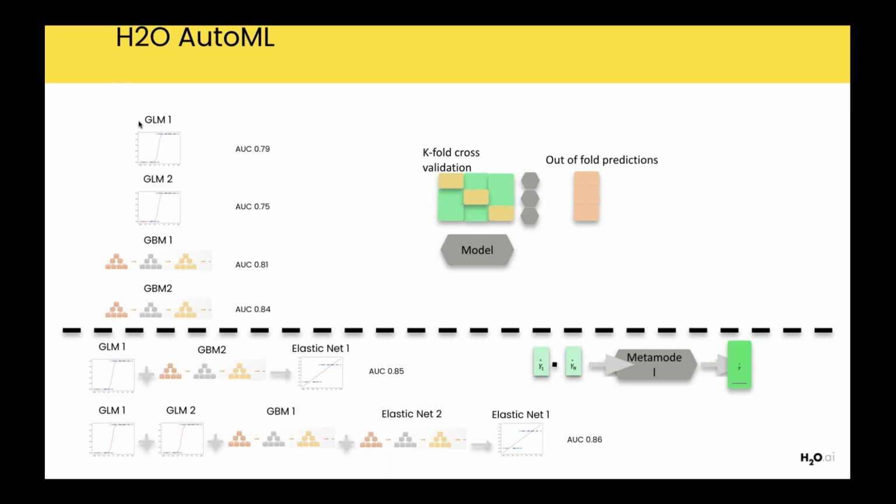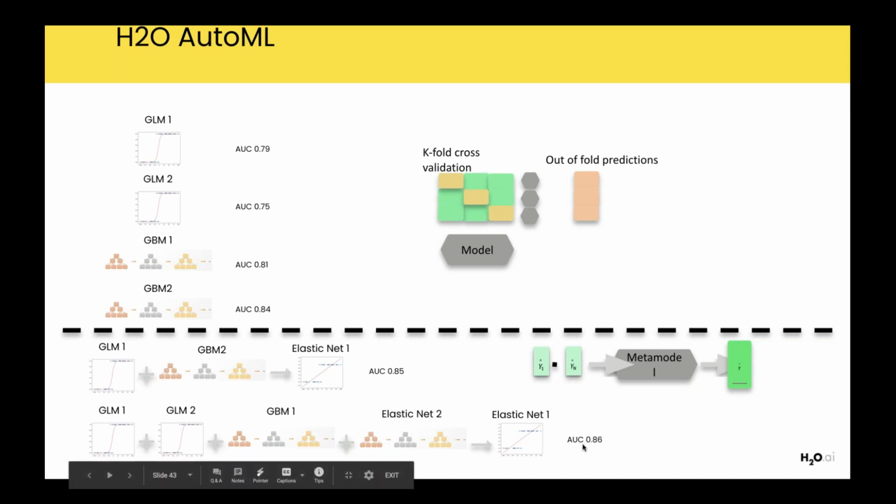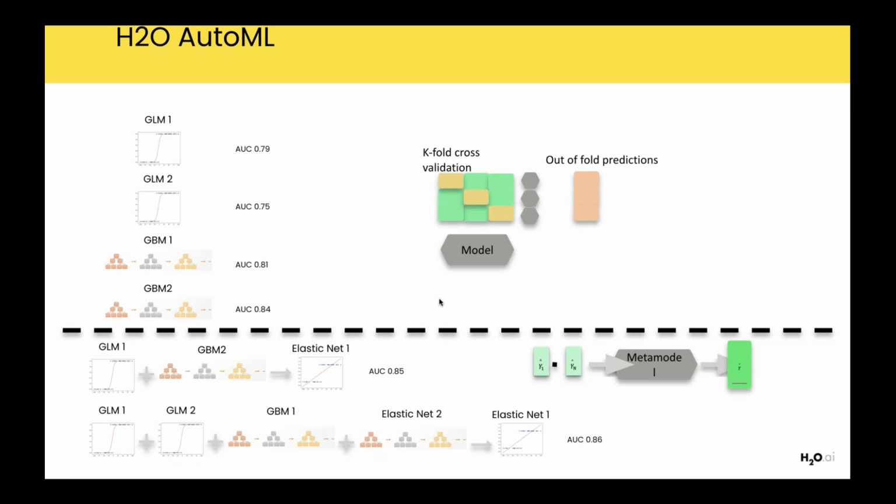So usually what we see is that the individual models here have AUCs of 0.79, 0.75, 0.81, 0.84, and the AUC of the final stack model was 0.86. So whenever we do stacking, we see that there is an uplift in the accuracy, in this case the AUC.